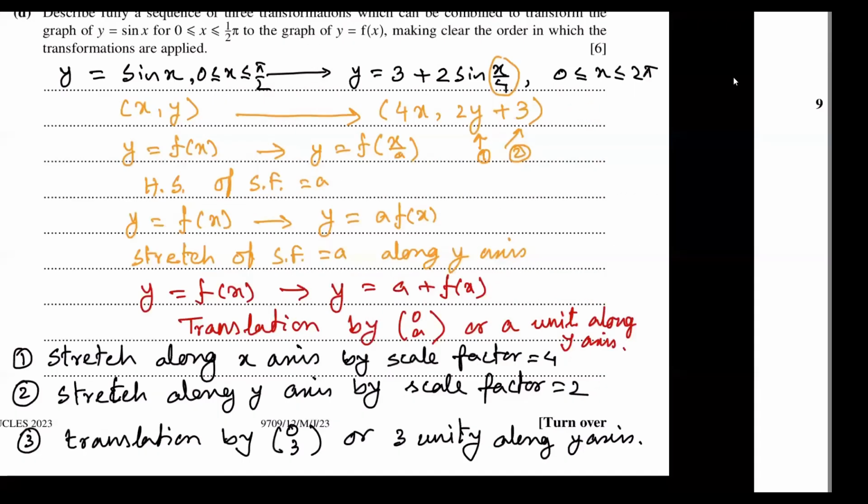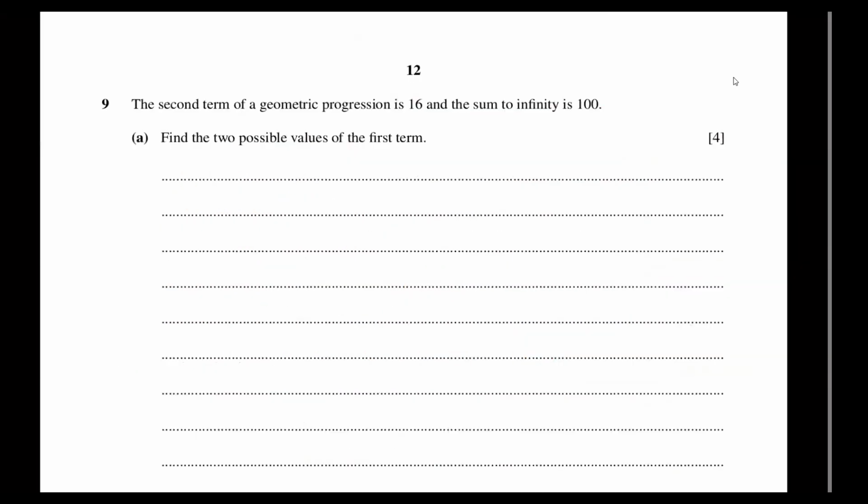Now let's move on to the next question. Next question, question number 9. Here you have the sum from the sequence. The second term of a geometric progression is 16 and the sum to infinity is 100. You have to find the possible values of the first term. So remember, for a GP, the nth term is a times r to the power n minus 1, and sum to infinity is a divided by 1 minus r.